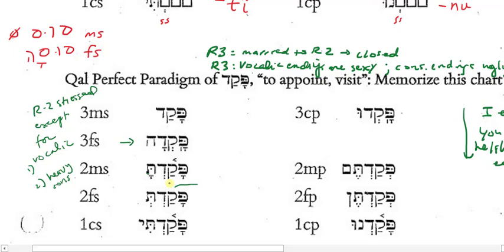And then for the T ending, it's pakad-ti. I do have a syllable at the end that's not stressed, and that's why I have the accent mark here on root 2's kof. All right?